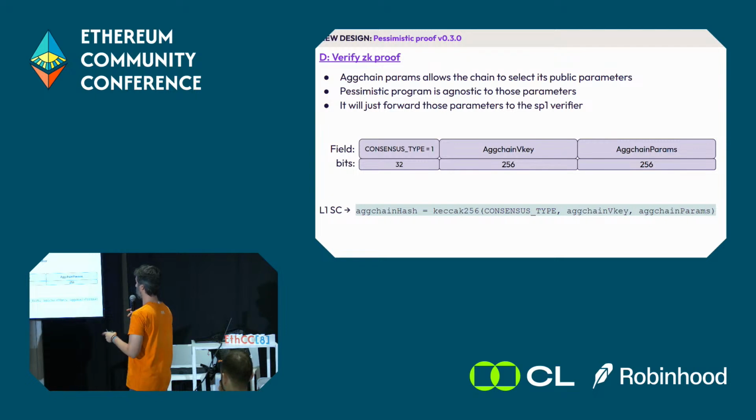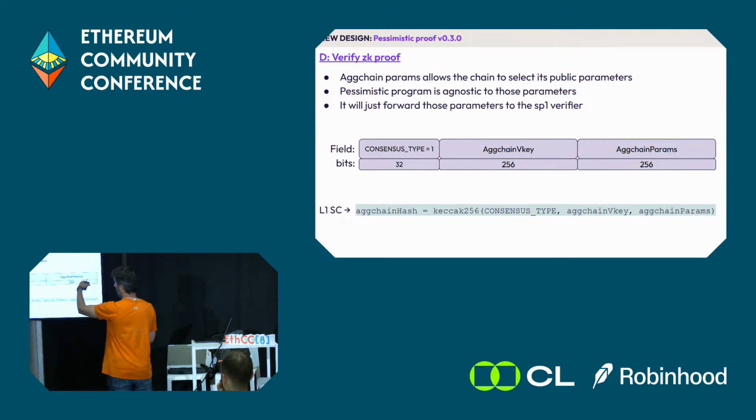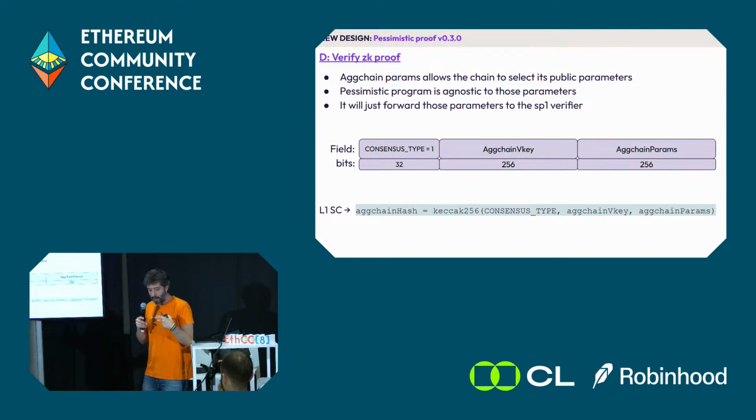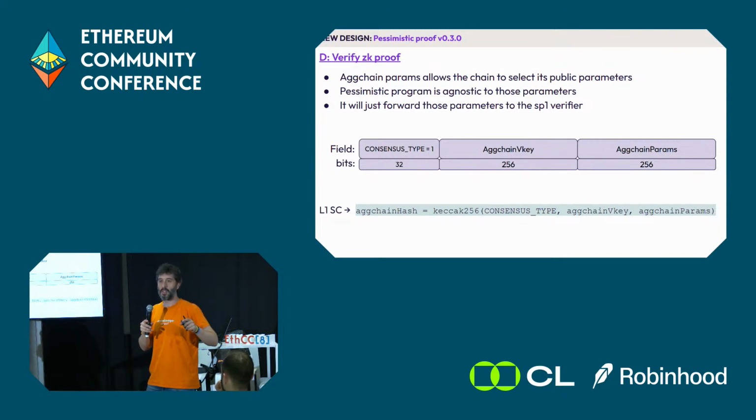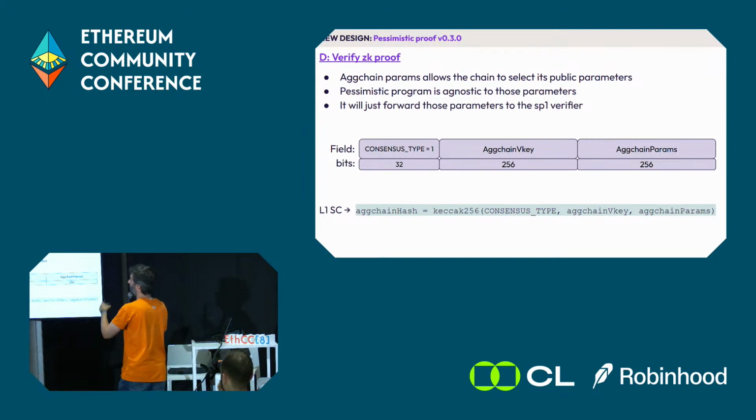And the good thing about that is that inside the action params, we will see later on, are the public inputs that the chain wants to verify on each zero knowledge proof. And the pessimistic proof is fully agnostic to those parameters. So it means that the pessimistic proof does not care about what the chain is going to verify. And we will see later on as well, the action key basically defines the circuit that the chain wants to verify.